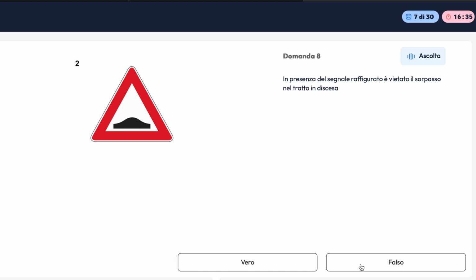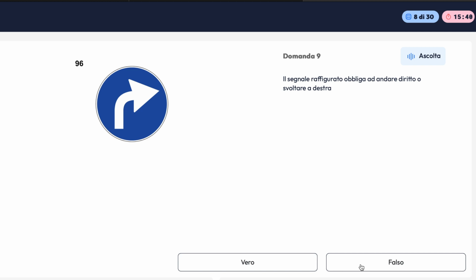Question number 8. In presenza del segnale raffigurato è vietato il sorpasso nel tratto in discesa. The question says this sign prohibits you from overtaking a vehicle if you are descending from the hill, which is false. So this sign does not prohibit overtaking a vehicle when you are descending from the hill. This is just a sign of dossi, so telling you there is an ascent followed by a descent.